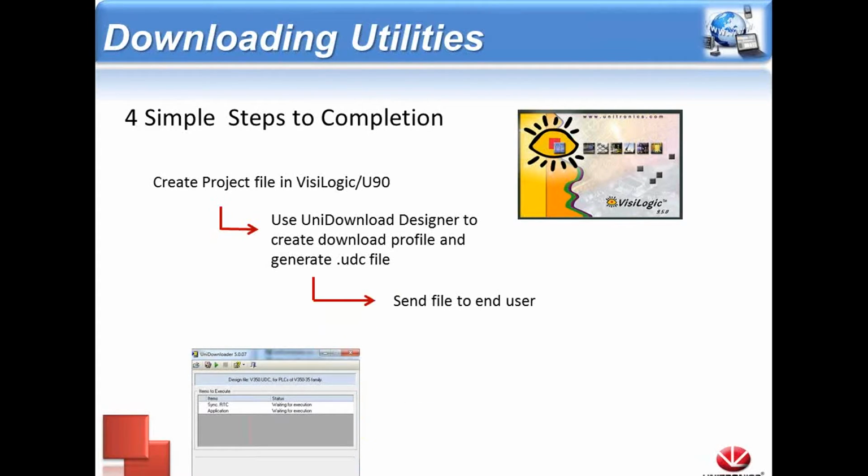This can then be saved as any other ordinary file, attached in an email, and sent anywhere. Once received by the end user, the file is then opened and it can be downloaded with one click using the UniDownloader.